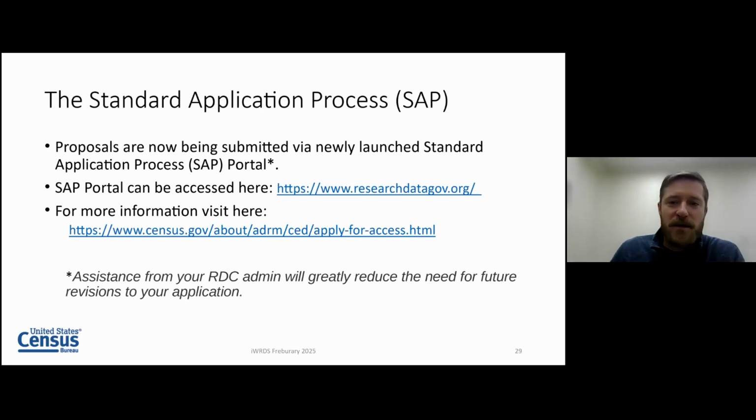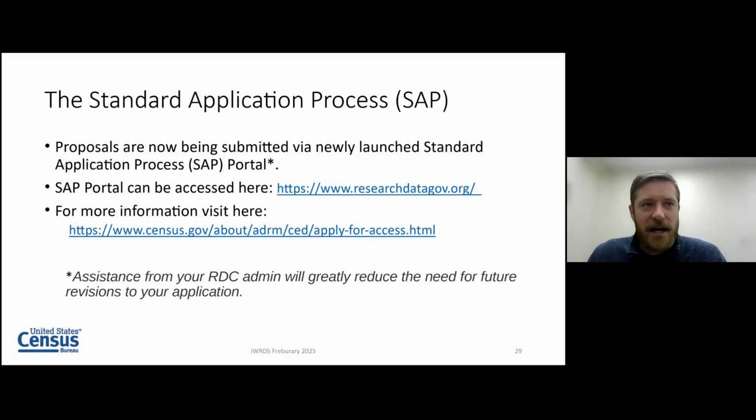Okay, so the first step in the process, as I just mentioned, is the proposal. All proposals will go through what we call the standard application process on the website researchdata.gov.org. Before submitting a proposal, it is strongly recommended that researchers reach out to me or their local RDC administrator before submitting to the SAP. I also strongly recommend, as soon as you have an idea, as soon as you think this data may be useful to you, reach out to me, and we can start discussing the feasibility of the project, whether or not this data actually matches up to your research needs.